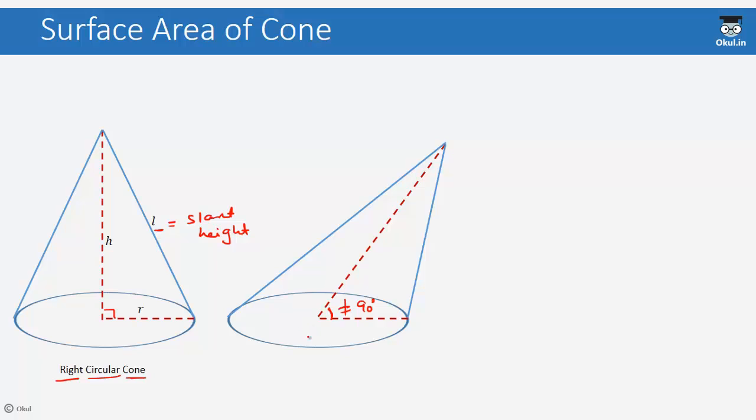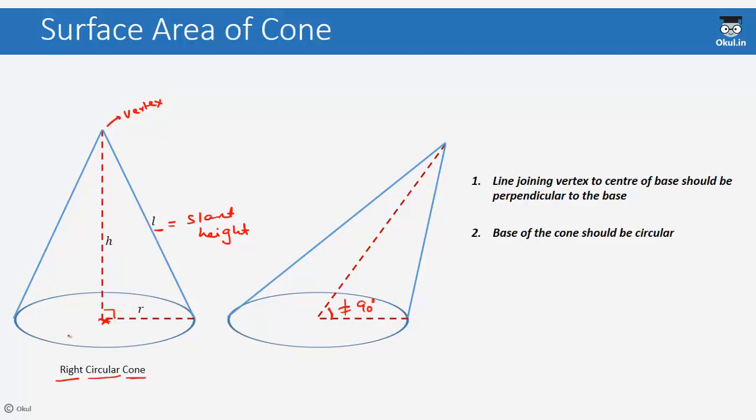Now there are two conditions that need to be satisfied in order to state whether a given cone is a right circular cone or not. The first condition is that the line joining the vertex to the center of the base should be perpendicular to the base. So this is the vertex and this is the center of the base that I have marked. The line joining them, that is the height, is perpendicular to the base. Yes, the angle between them is 90 degrees. So condition 1 is satisfied.